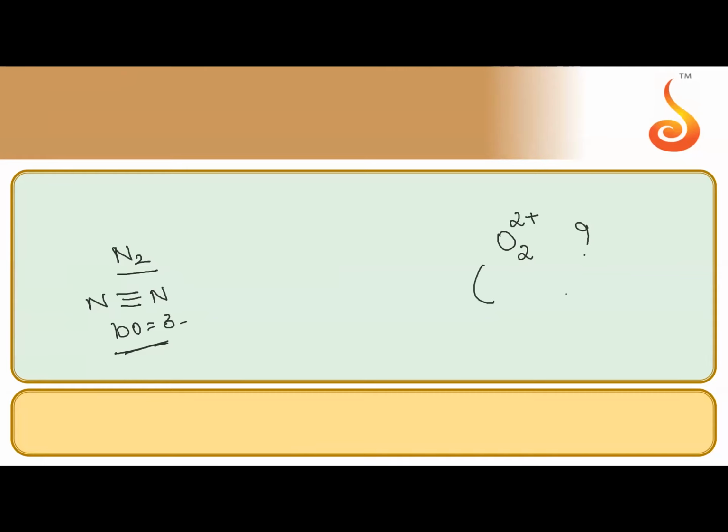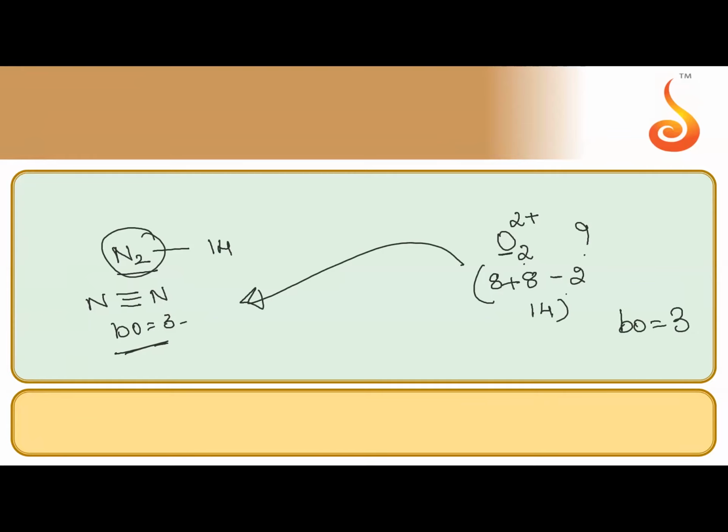How many electrons are present? Oxygen has 8 electrons. One more oxygen, 8 electrons, minus 2. 16 minus 2 is 14. Just like nitrogen. Nitrogen also had 14 electrons. So similar to nitrogen, its bond order will also be 3. Like this, without calculation, we can tell if we know certain bond orders for sure.